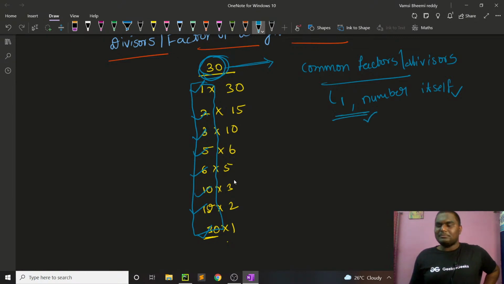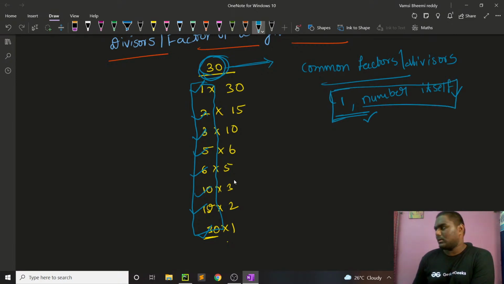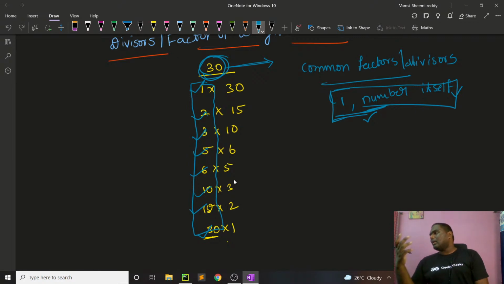So these are the very common elements. In between you will get a lot of numbers, and you need to check whether they are also divisors or not. There are infinite numbers of divisors.